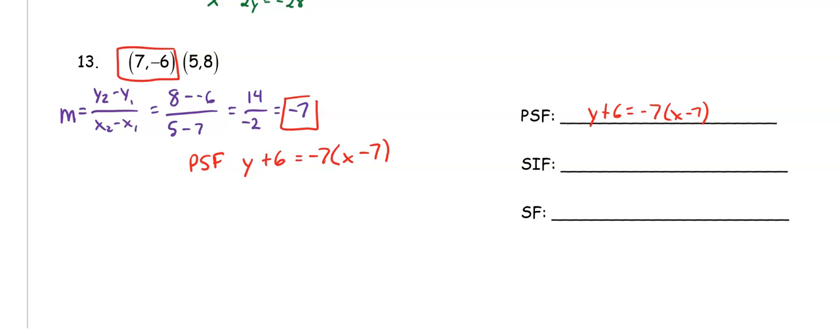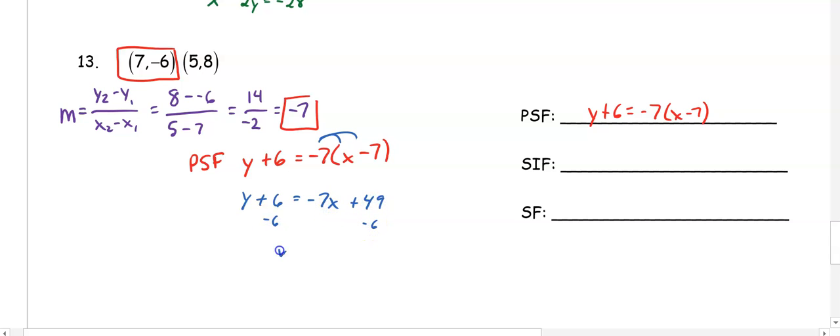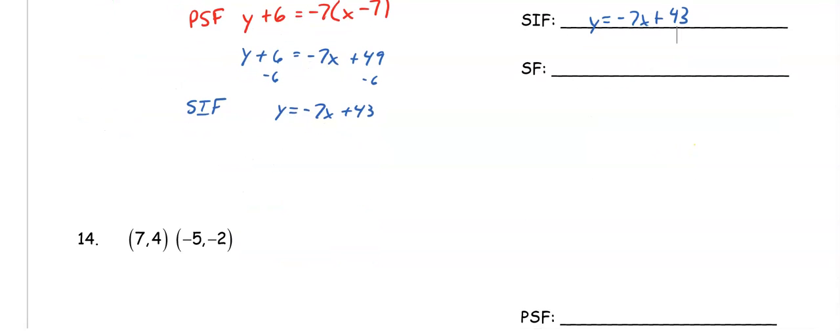Then to go to slope-intercept form, first we're going to distribute. Y plus 6 equals negative 7x plus 49. Then we're going to subtract 6 on both sides. Y equals negative 7x plus 43. That is our slope-intercept form. Then to get to standard form, we need to move that x over. So we are going to add 7x to both sides. So we have 7x plus y is equal to 43.